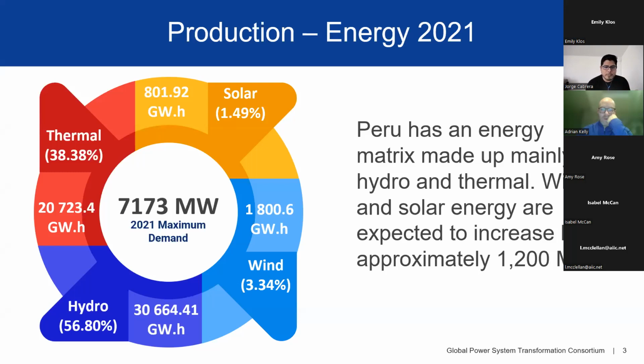Okay, well, I have a summary of the Peruvian electrical system. Peru has an energy matrix made up mainly of hydro and thermal. Wind and solar energy are expected to increase by approximately 1,000 megawatts or more in the next decade. And also last year, we got a maximum demand of 7,173 megawatts. As you can see in the colors of the chart, the main source of our energy is hydro and thermal, but regarding the renewable resources, wind energy is increasing and will have more participation inside the production matrix and also in the operational situational awareness.